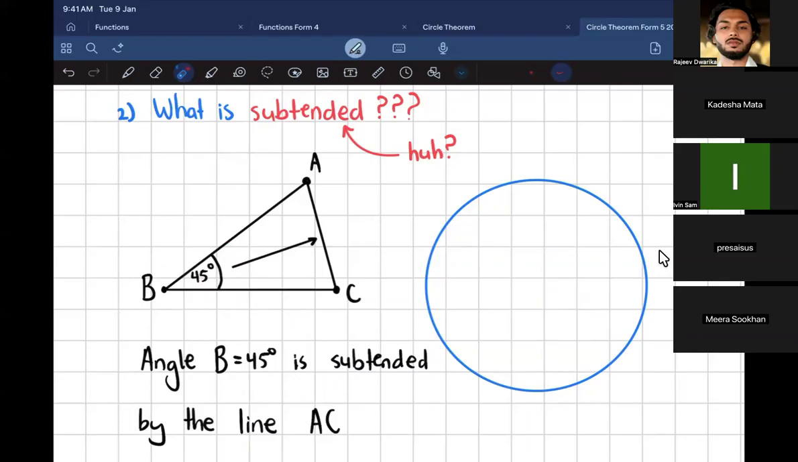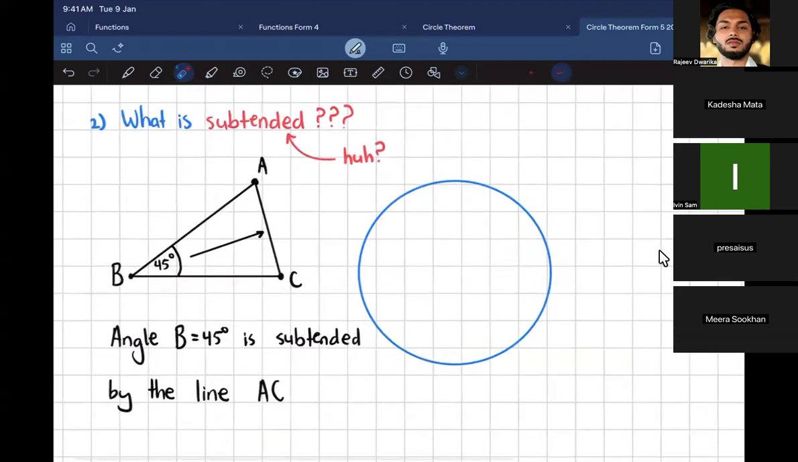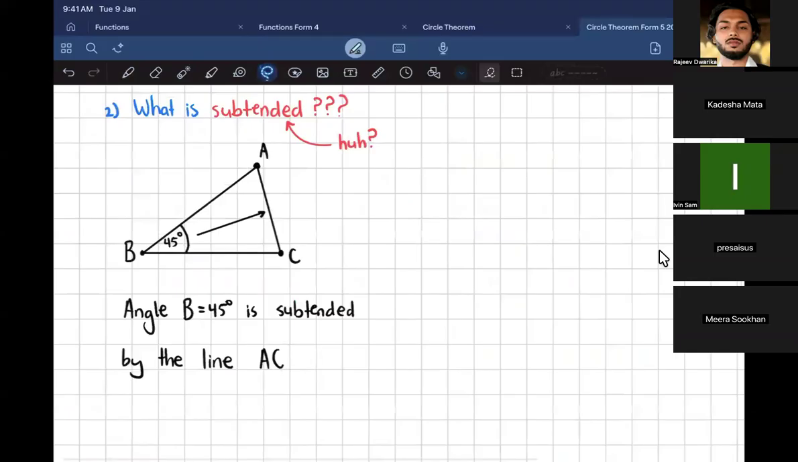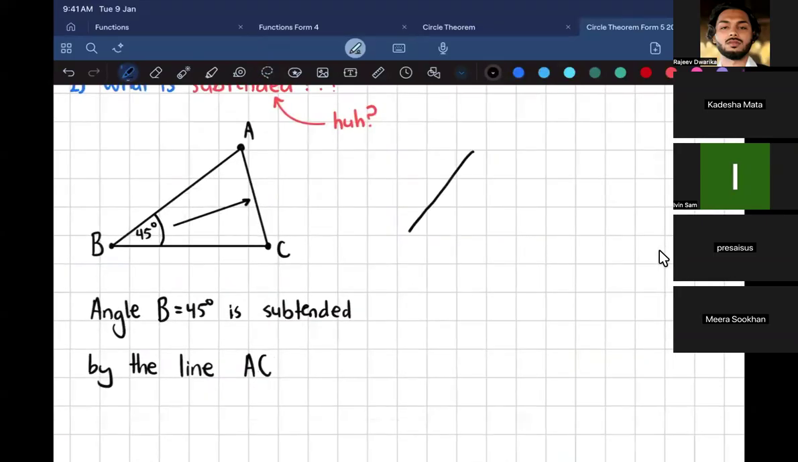I still feel like people are confused, so I'm going to go over it again. Mira, are you confused? Yes, kind of. Okay, let me go over it one more time. Let me use a different diagram this time.